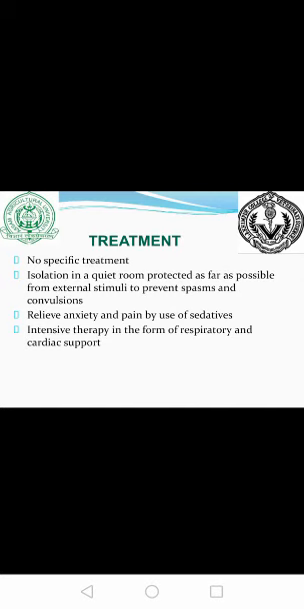Treatment. Since it is a viral disease, there is no specific treatment. Isolation in a quiet room, protected as far as possible from external stimuli, to prevent spasm and convulsion. Relieve anxiety and pain by use of sedatives. Intensive therapy in the form of respiratory and cardiac support.